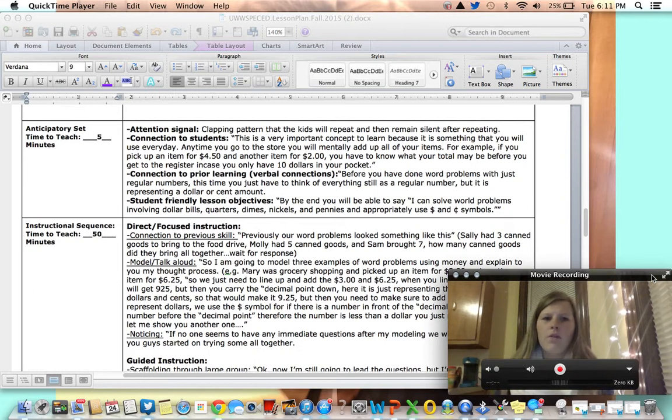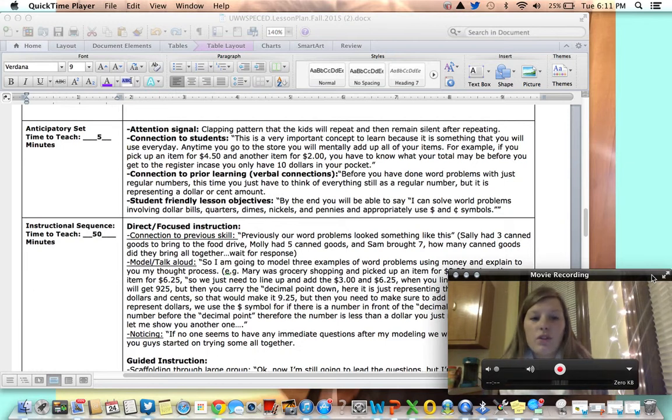For example, if you pick up an item for $4.50 and another item for $2, you have to know what your total may be before you get to the register in case you may only have $10 in your pocket, so you have to know if you'll be able to afford that before you get to the register. I will make a verbal connection to the prior learning. Before, they've just done word problems with regular numbers. So this time they just have to picture everything as still a regular number, but it's a money amount.